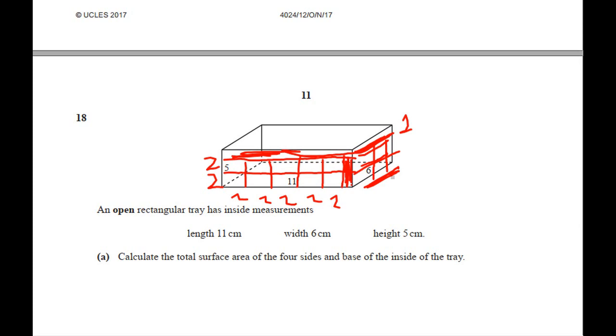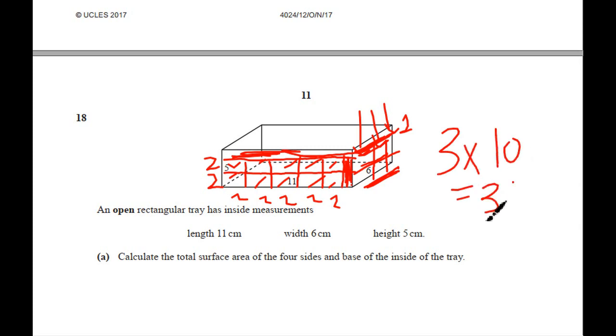So the whole space is occupied at the back. So how many cubes do we have in total? We have 1, 2, 3, 4, 1, 2, 3, 4, 5, 6, 7, 8, 9, 10 at the front, and we have 3 layers of that. 1 layer, 2 layer, 3 layer. So the total cubes that can fit in this cuboid will be 3 times 10, 30. 3 times 10 is equal to 30, which is the answer for part B.